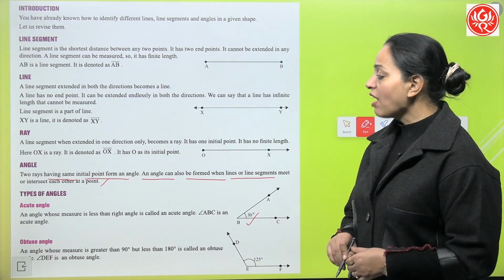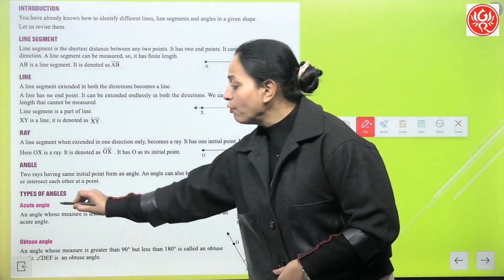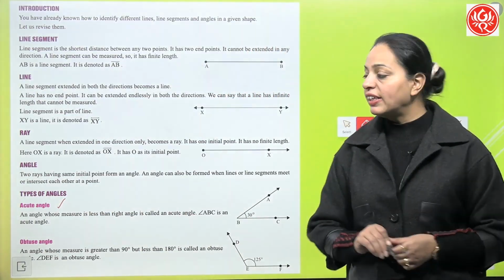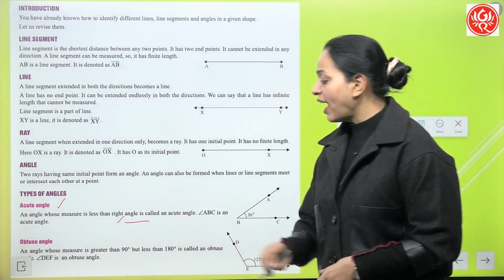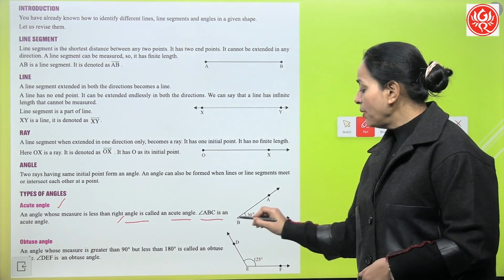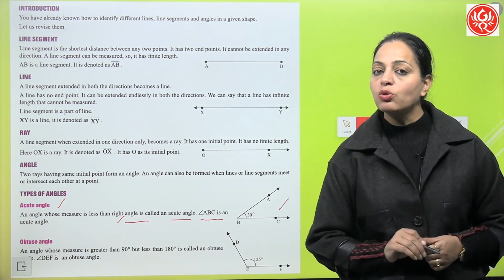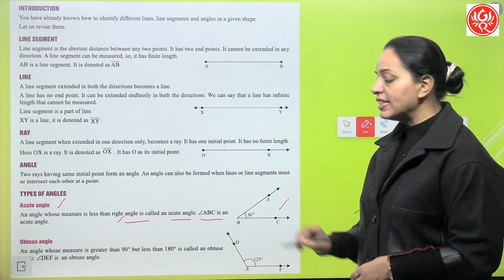Okay, now see types of angles. We have different types of angles. The first one is acute angle. An angle whose measure is less than a right angle is called an acute angle. See here ABC, this is an acute angle. It is less than 90 degree. It is 30 degree.